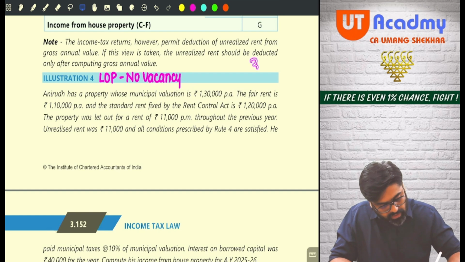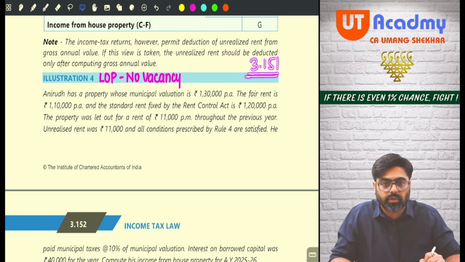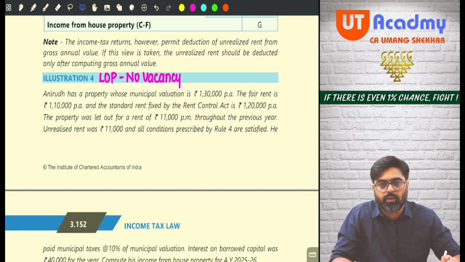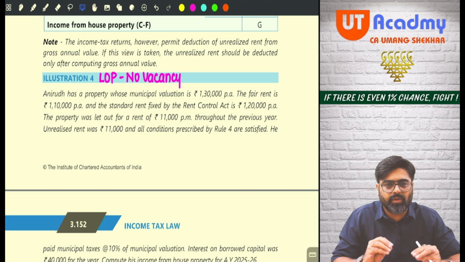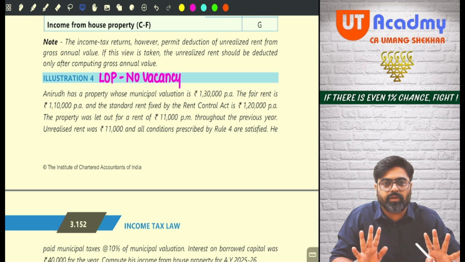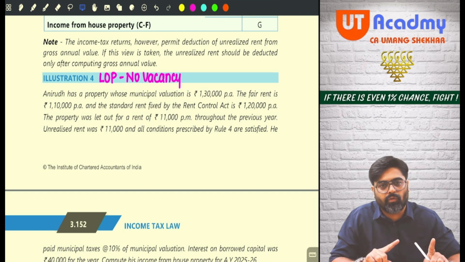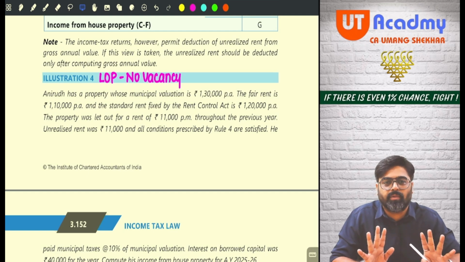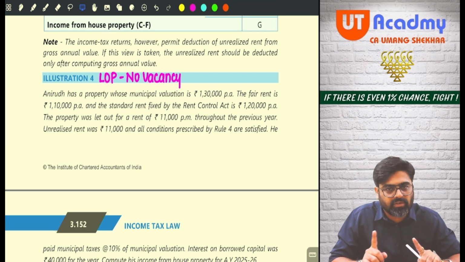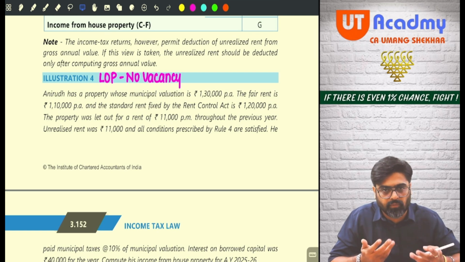Page number 3.151, ICAI study material. Illustration number 4. So in this question, a simple question is there. They have given you a let out property without any vacancy. And now from that property, what is the taxable income which you are supposed to calculate? Sure? Shall we start now? First question I am solving with you, okay?